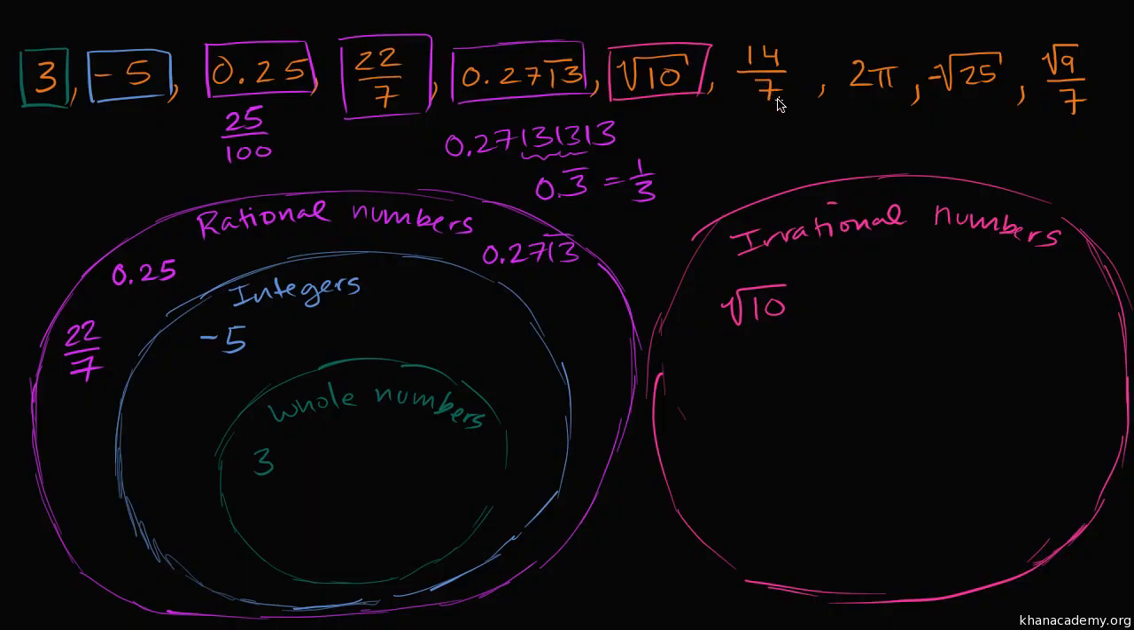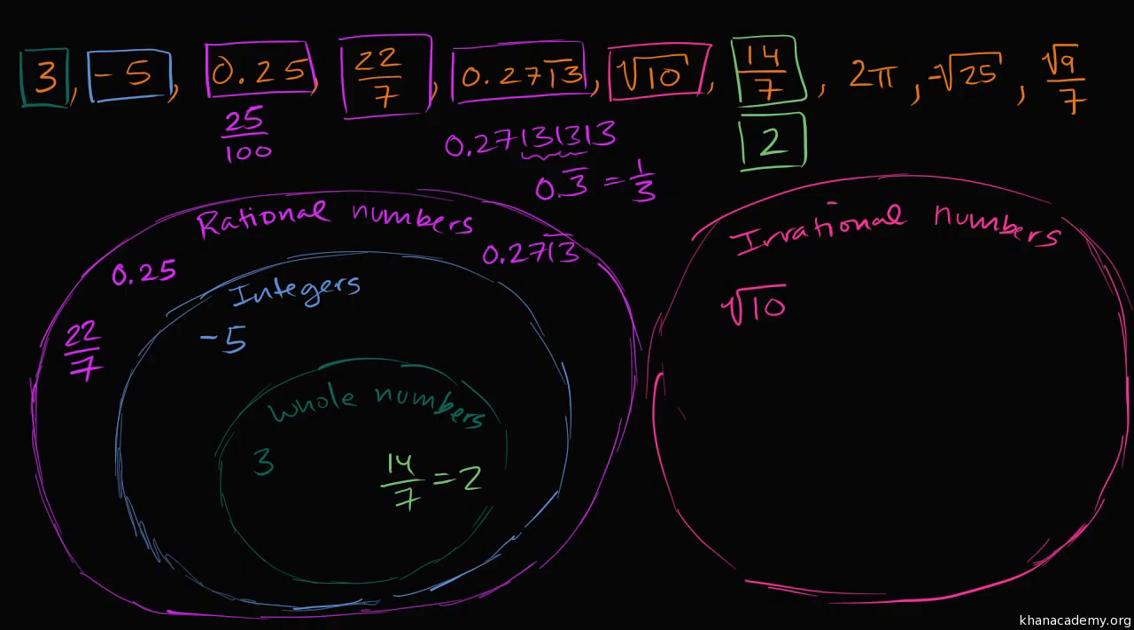All right, 14/7. This is the ratio of two integers, so this for sure is rational. But if you think about it, 14/7 is the same thing as 2. These two things are equivalent. So this is actually a whole number. It doesn't look like a whole number, but remember, a whole number is a non-negative number that doesn't need to be represented as the ratio of two integers. And this one, even though we did represent it as the ratio of two integers, it doesn't need to be. You could represent this as just 2. So that's going to be a whole number. 14/7, which is the same thing as 2, that is a whole number.